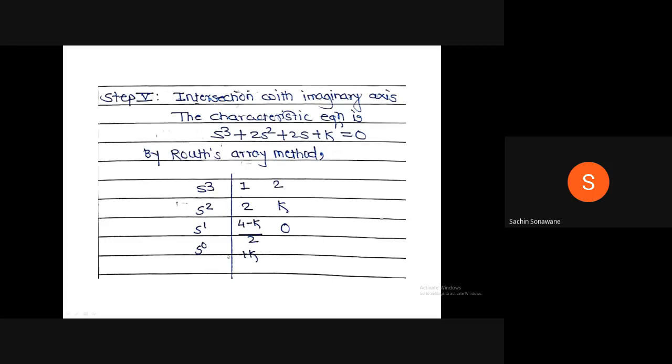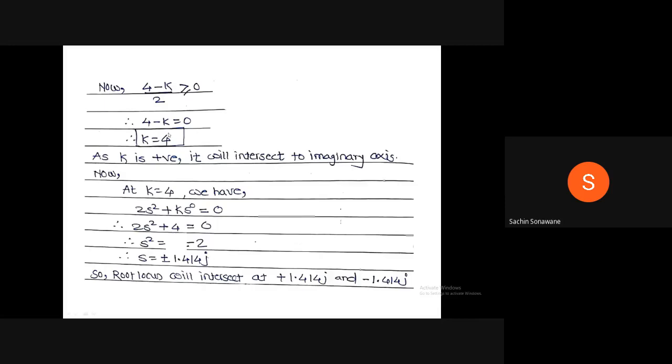Therefore, 4 minus K divided by 2 is equal to 0. We have to equate it. Therefore, K is equal to 4. As K is positive, it will intersect the imaginary axis. Therefore, K is equal to 4.